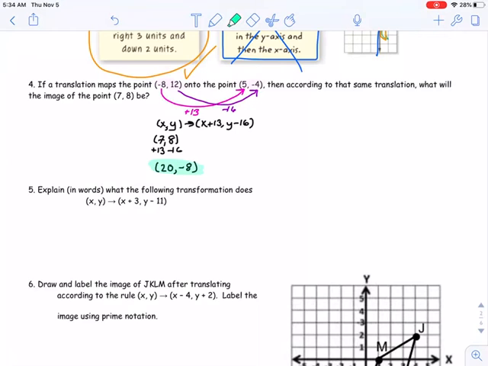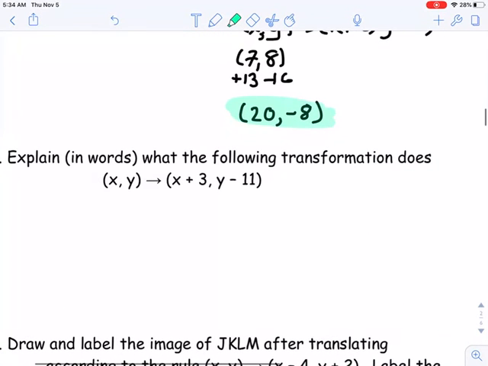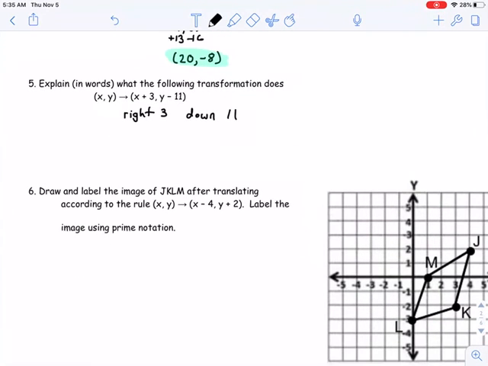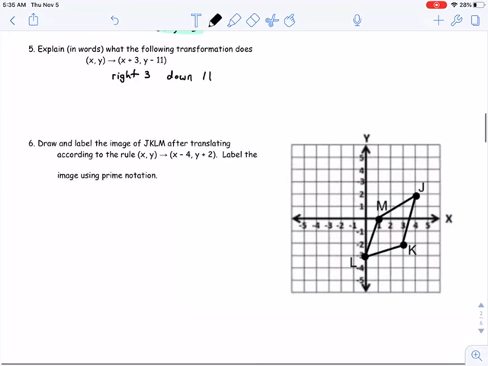So a couple more. Explain in words what the following transformation does. Alright, x plus 3. So that means right 3, and then down, because it's negative 11. Right 3, down 11. Alright, I'm a man of few words. That's all we have to write. And then last one of the video.